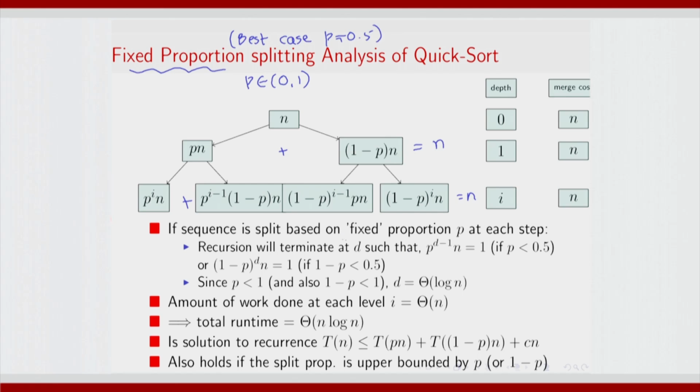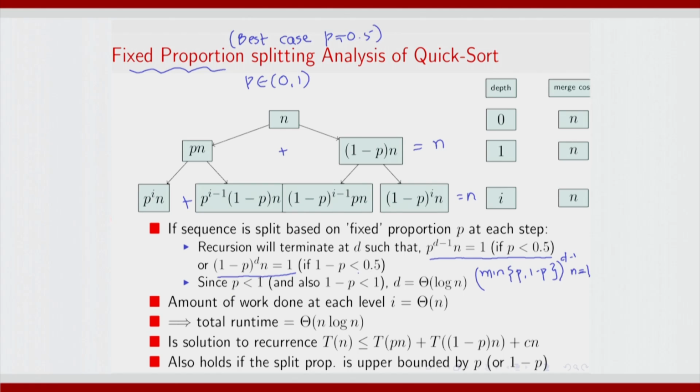So this sequence is split based on a fixed proportion at each step. This will go on to a depth d such that p to the d times n is 1, or (1 minus p) to the d times n is 1. We will only consider the extreme cases. The first case is when p is less than 0.5, so we are concerned with the min of p and 1 minus p. So the termination is basically when the min of p and 1 minus p, raised to d minus 1, times n equals 1.